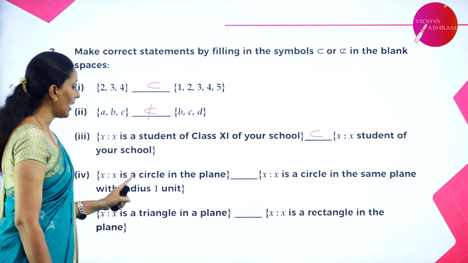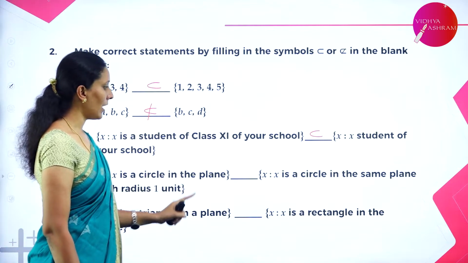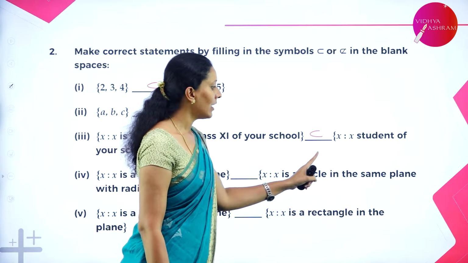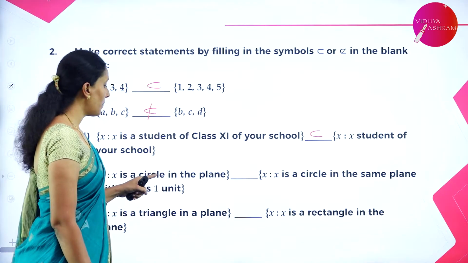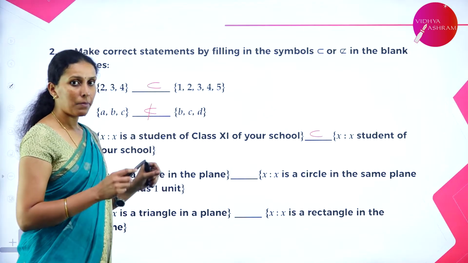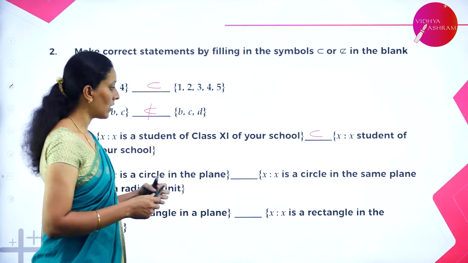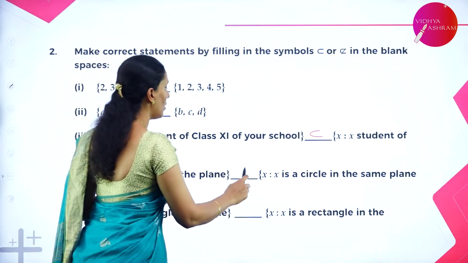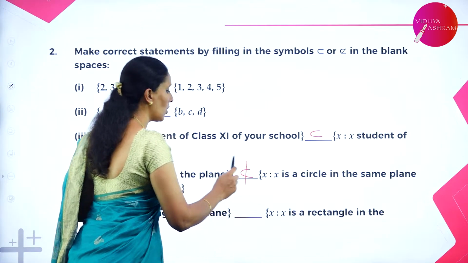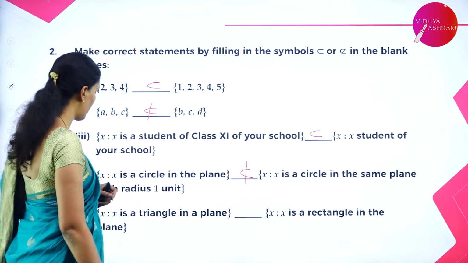X is a collection of all circles in the plane. Y is a circle in the same plane with radius 1 unit. No. So, this is the bigger set. Circles in a plane represent all types of circles, but here you have only the circles with unit radius. So, therefore, this is the smaller set where we cannot write subset.